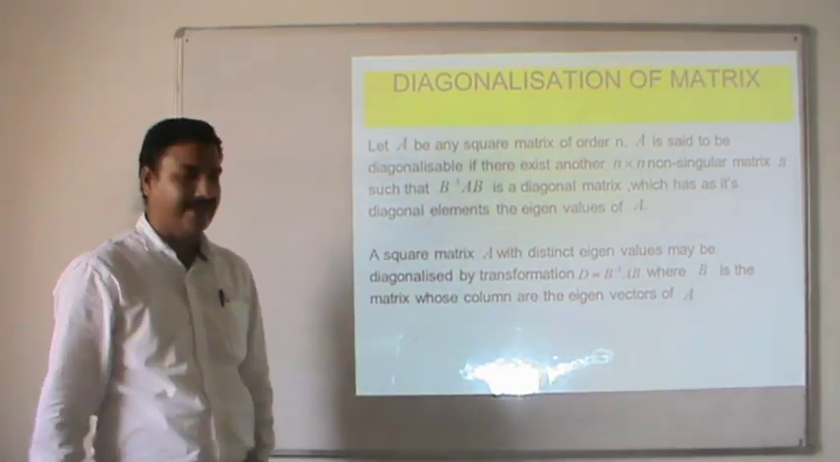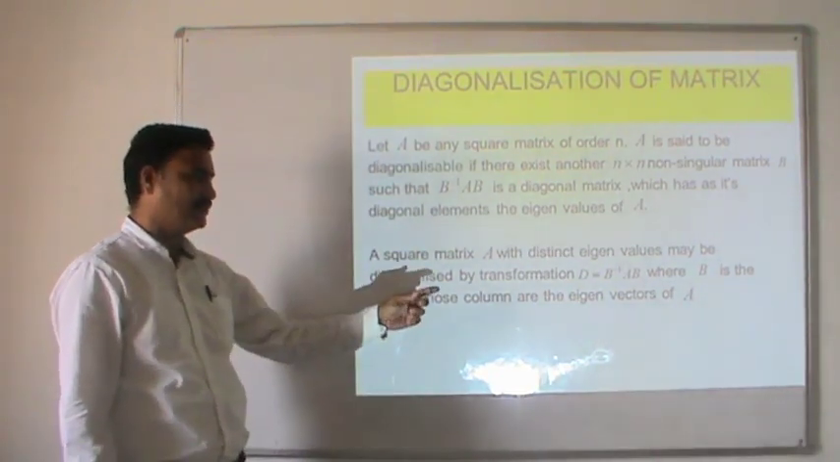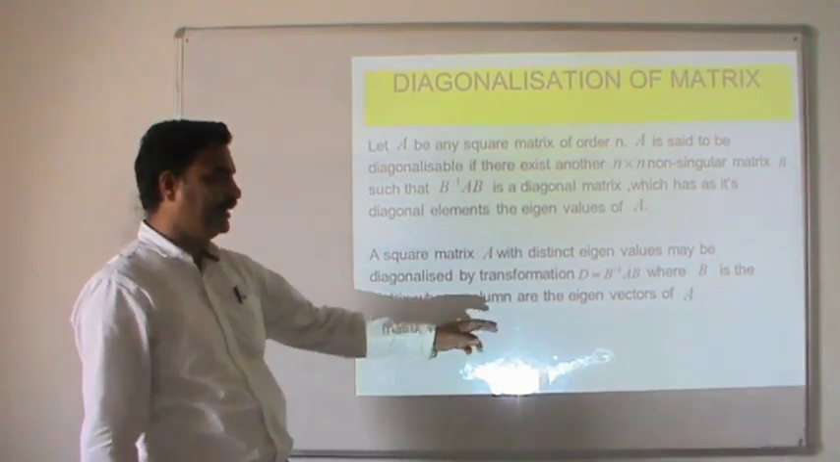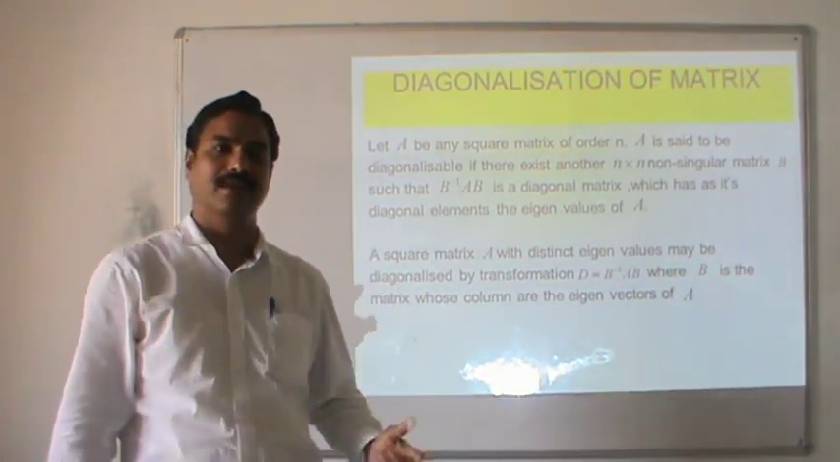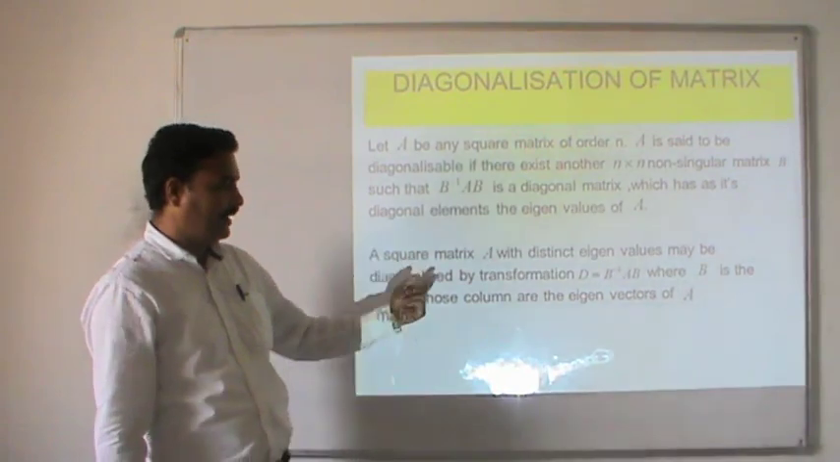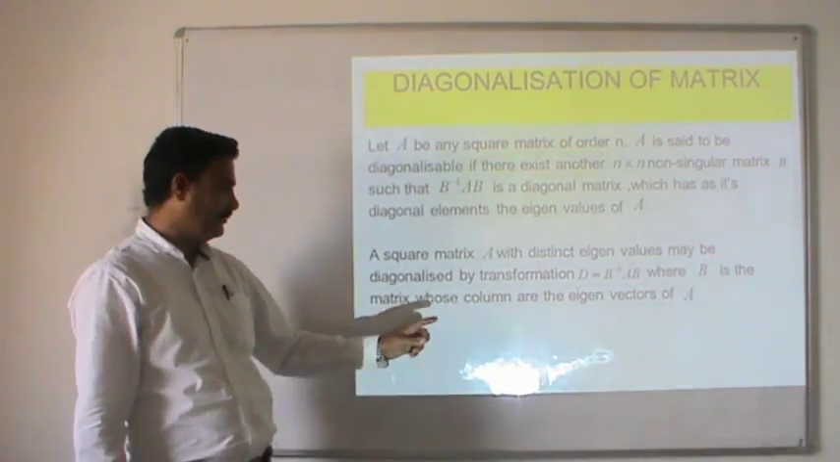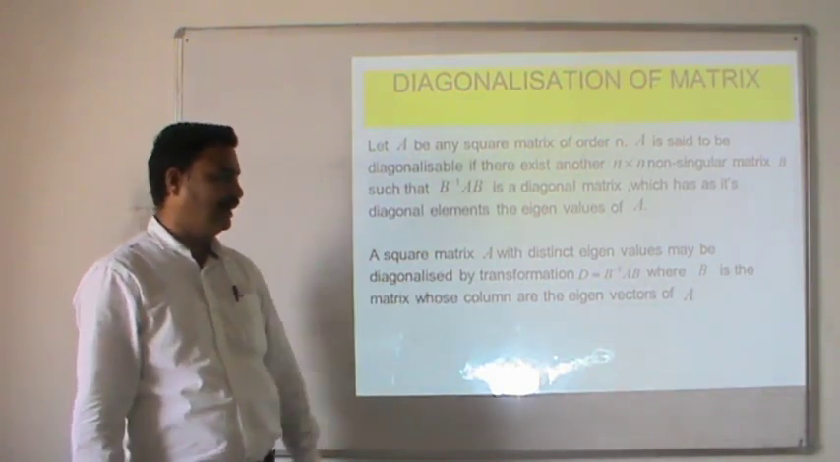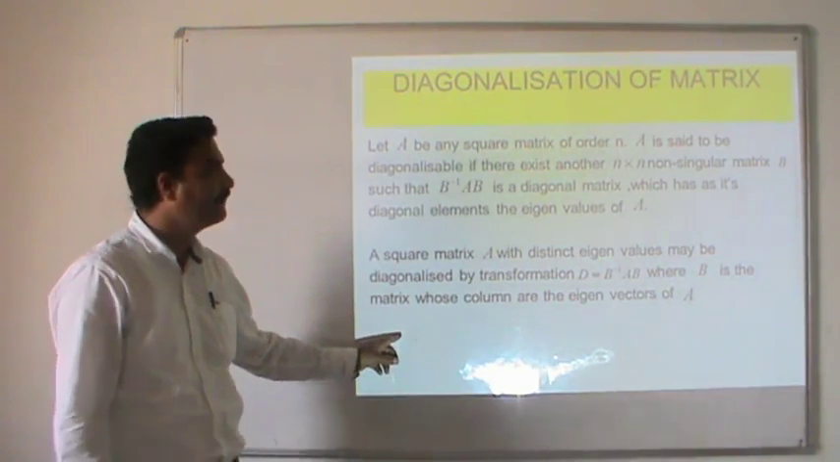A square matrix A with distinct eigenvalues may be diagonalized by the transformation D is equal to B inverse AB, where D represents the diagonal matrix whose diagonal elements are eigenvalues, while all other entries are zero, and where B is the matrix whose columns consist of eigenvectors of the given square matrix A.